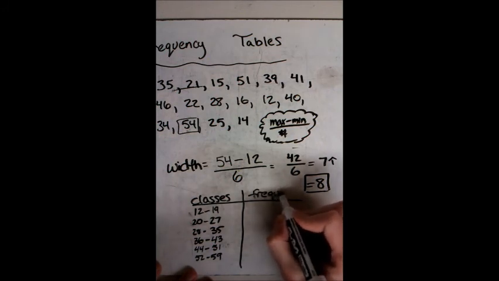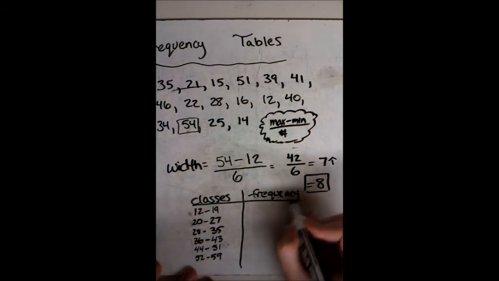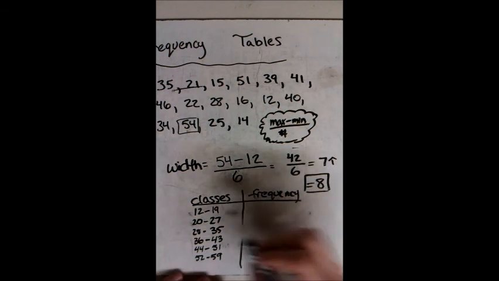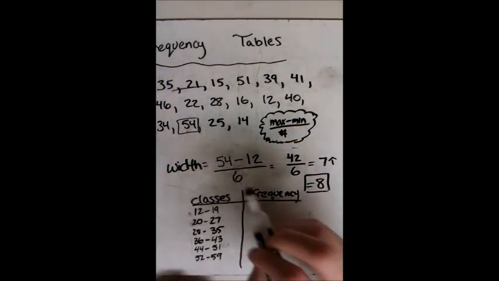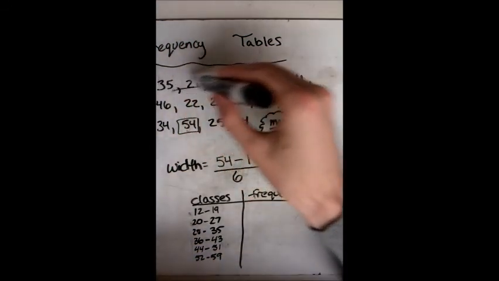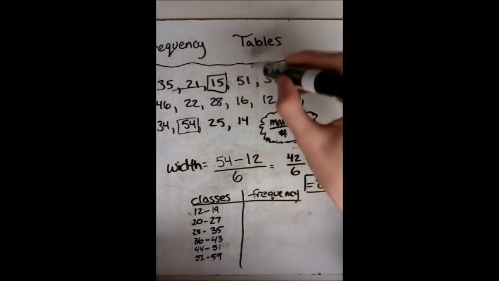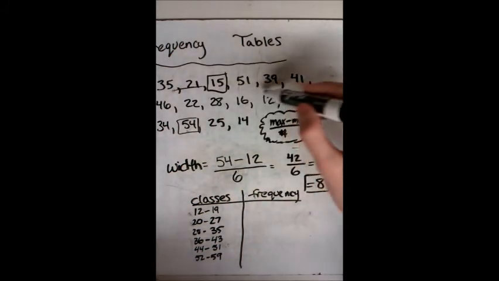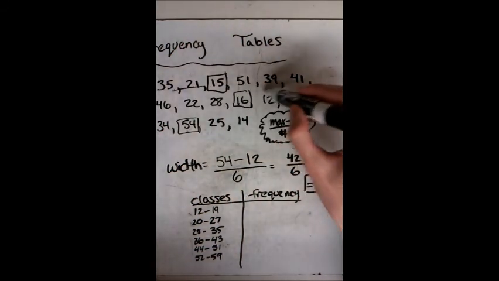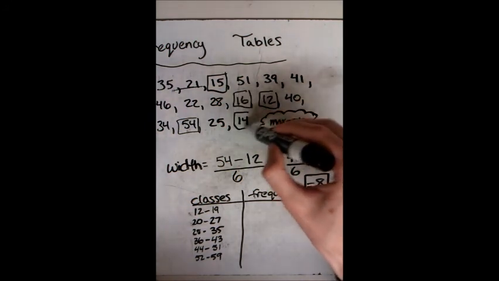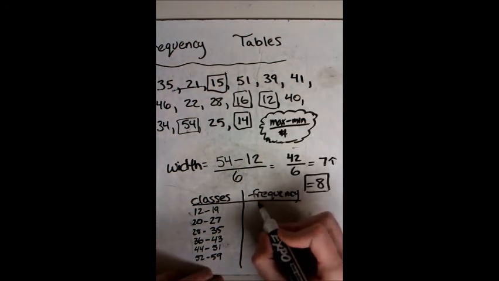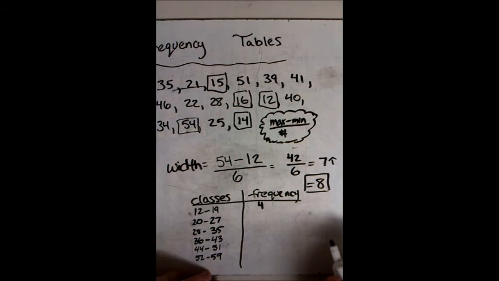How often do we have numbers that fall into each of these classes? We're going to start by looking at the ones that are between 12 and 19. So numbers that fall in that range. Well, there's 1 and 2, 3, and 4. So there are 4 numbers in that first class. So the frequency would be 4.